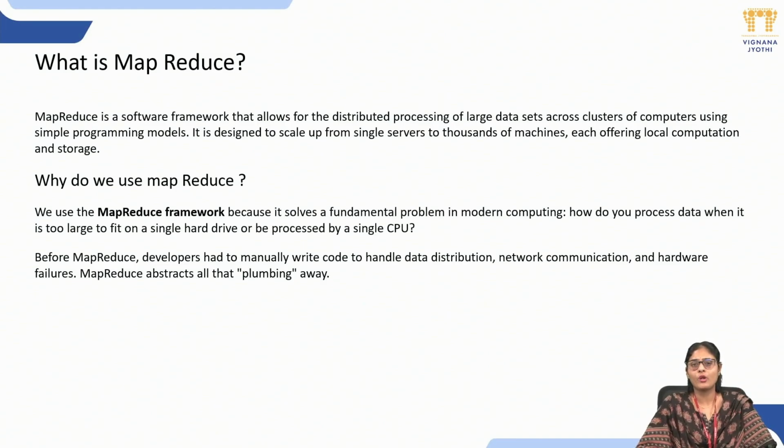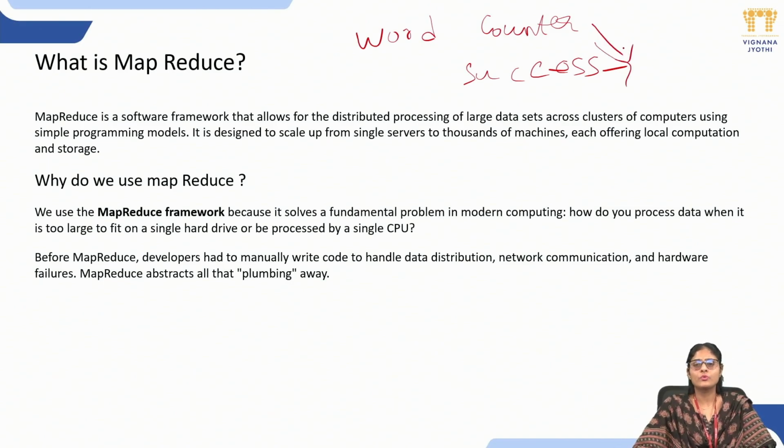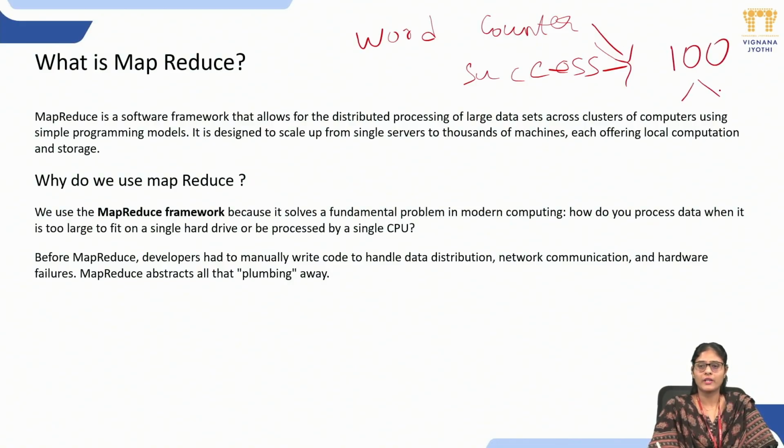So there is a simple example of MapReduce: the word counter example. Let me explain what a word counter is. So there are 100 books. Your manager or superior asks you to find out how many times the word success appears in them. So this is word counting, right? Using HDFS, we will divide these 100 books into 10 books for each person, and we will hire 10 persons.